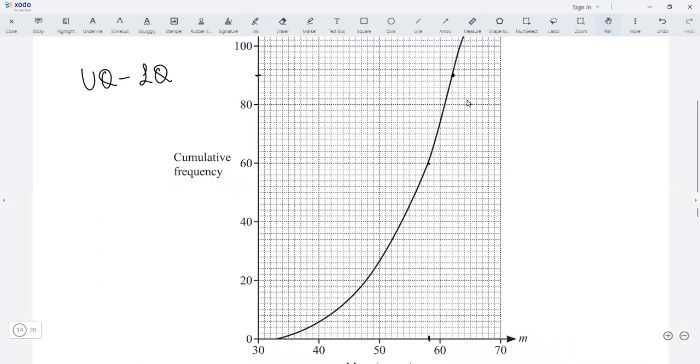So it must be 1, 2. So it must be at 62. Upper quartile is 62. So we can write down 62, and minus, what about the lower quartile?